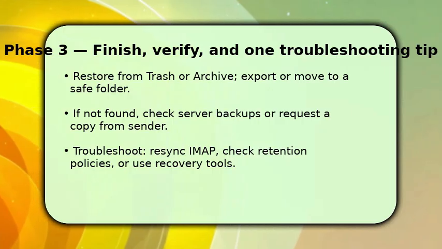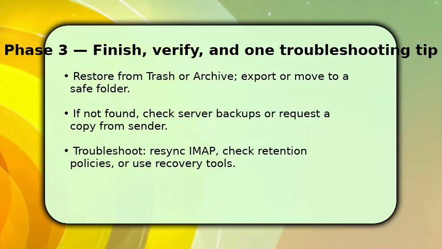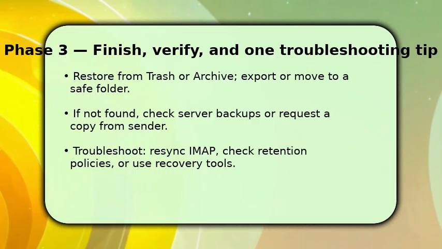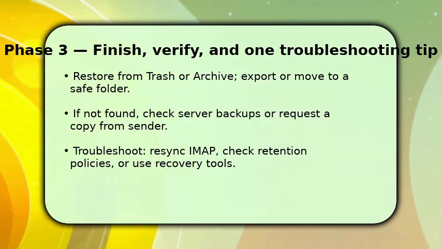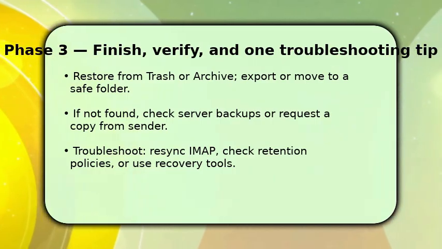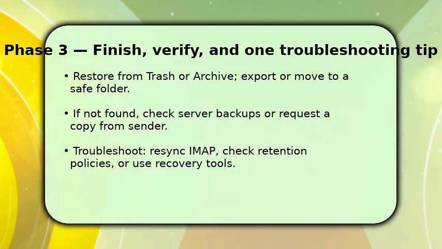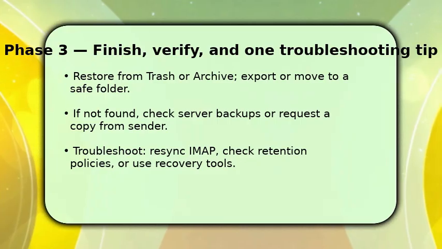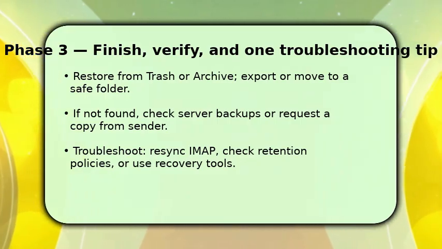If the message isn't visible, contact the sender for a resend and check server backups or admin recovery options when available. Troubleshoot by resending a map, verifying retention or deletion policies, and running mailbox recovery tools. This resolves most missing email problems when normal searches fail.